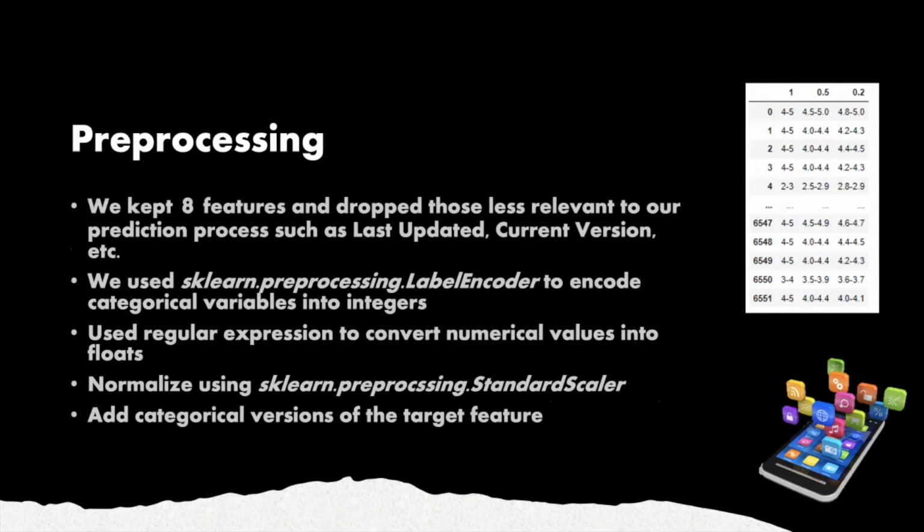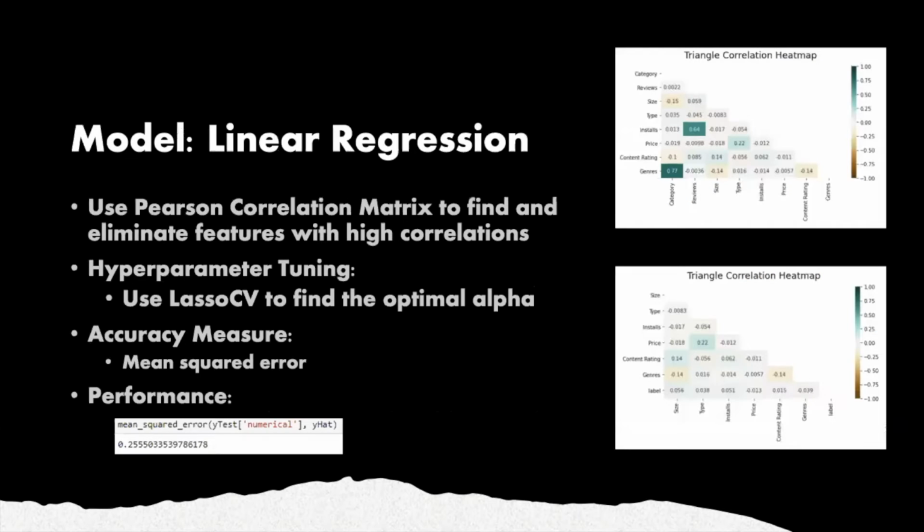Our pre-processing includes label encoding. We use the sklearn preprocessing LabelEncoder, and we also use regular expressions to convert the strings in the version and size into numerical values, and we normalized some of our features using the StandardScaler. We also added categorical versions of our target feature, which are shown in the picture. We also noticed that some features, like last updated and current version, are less relevant to our prediction, so we just dropped those. Next slide.